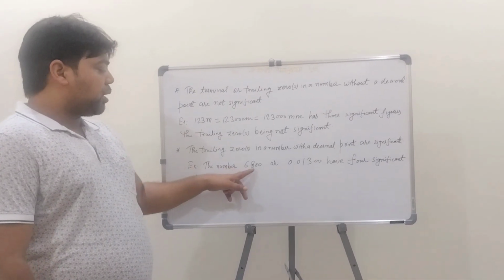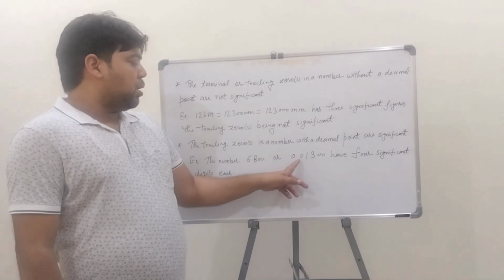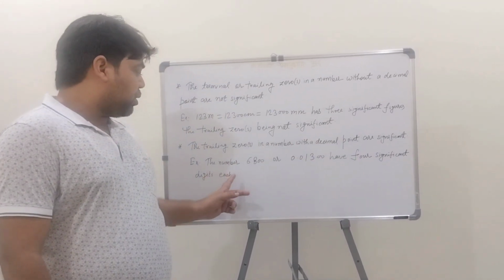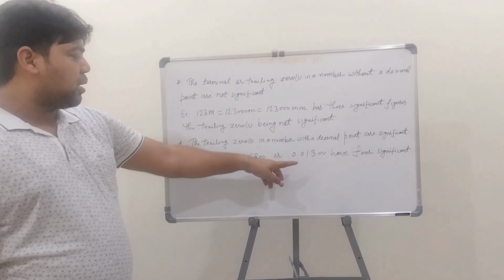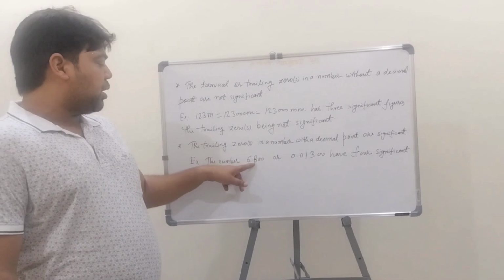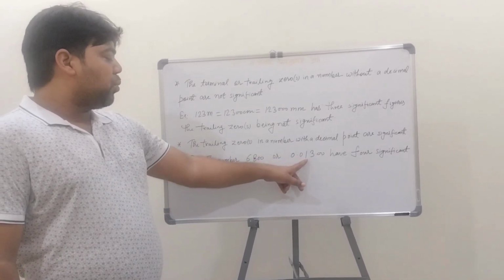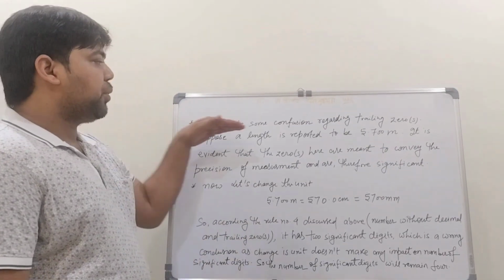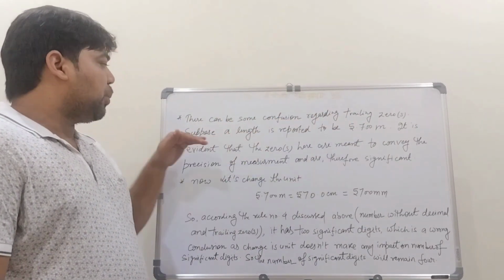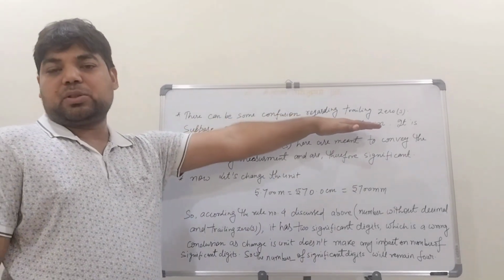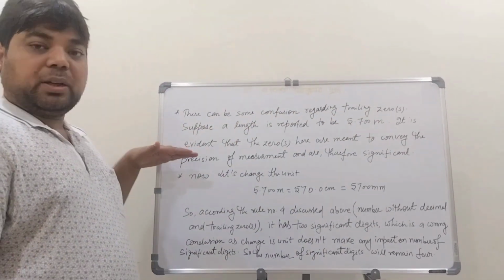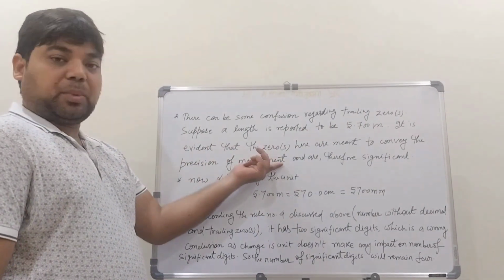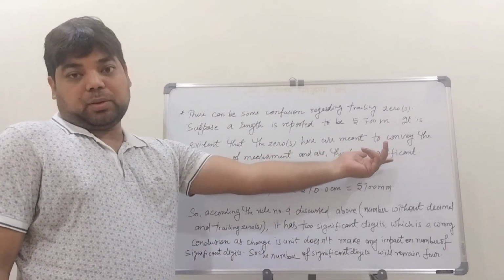The numbers 6.800 or 0.01300 have 4 significant digits each. Here the significant digits in each case are 6800 or 1300. There can be some confusion regarding trailing zeros. Suppose a length is reported to be 5.700 meter. It is evident that the zeros here are meant to convey the precision of measurement and are therefore significant.